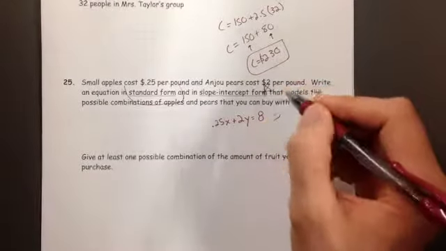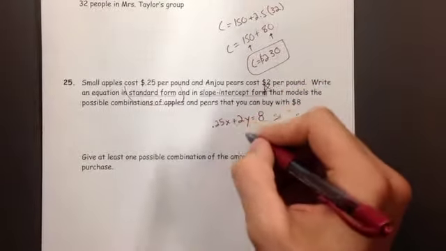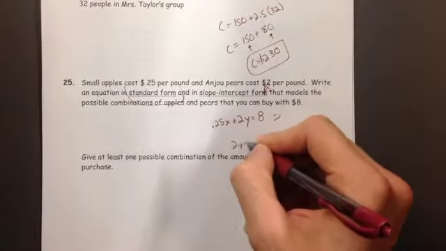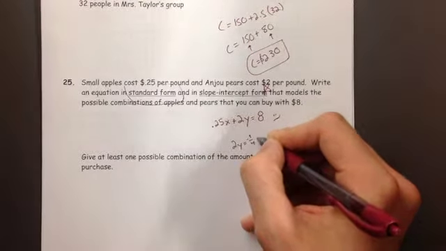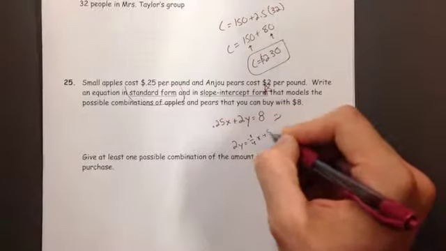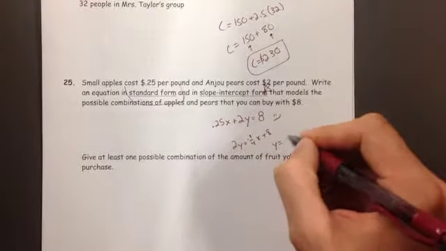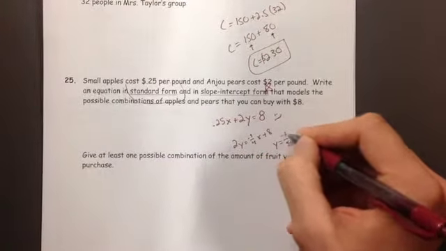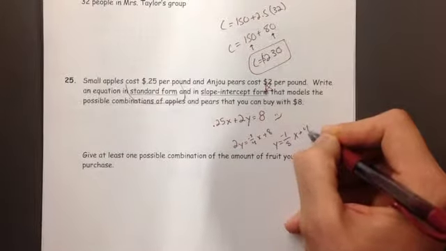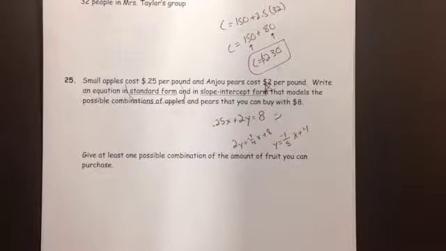If I solve for y, that would be my slope-intercept form. So I subtract the 2.5x to the other side. We'll change it to 1/4. 2.5 is the same as 1/4. And then I'm going to divide everything by 2 to get my y by itself. So to get your slope-intercept form, you have to solve for y, and it's going to look something like that.